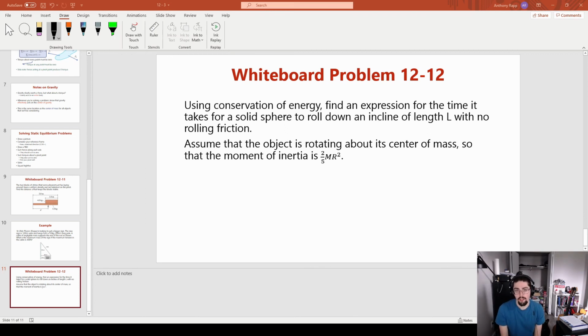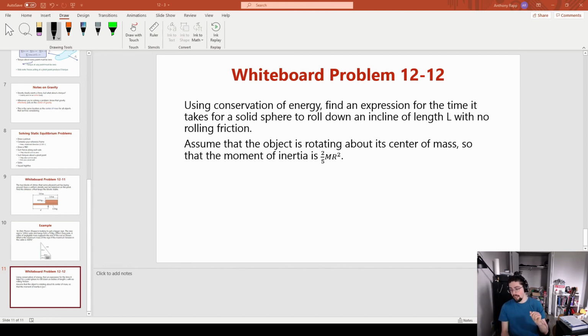For all of these things, what we're seeing here is that for it to be moving down the slope, it not only has to have a translational velocity, a linear velocity, it also has to have a rotational velocity because the way that it actually propagates forward is through rolling.